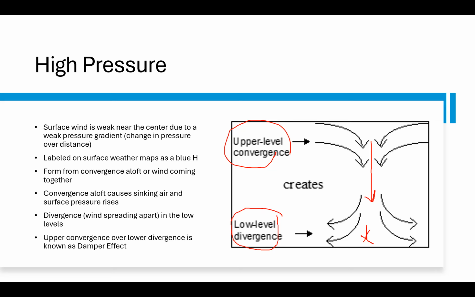And whenever you have this sinking air motion, drawn by this arrow here, acting downward as the air sinks, it's going to add surface pressure generally at the point beneath where the air is sinking. All right, so when you have upper level converging air aloft over lower level diverging air at the surface, that is something that's known as the damper effect.